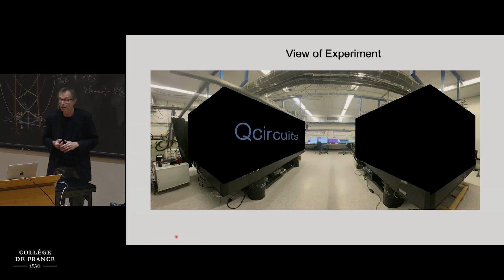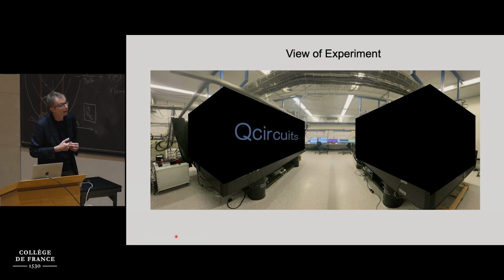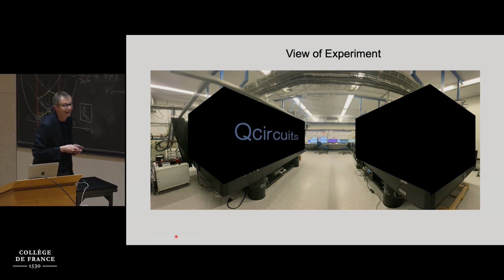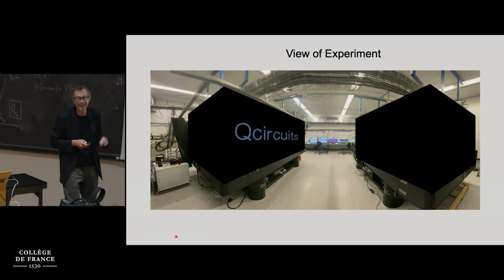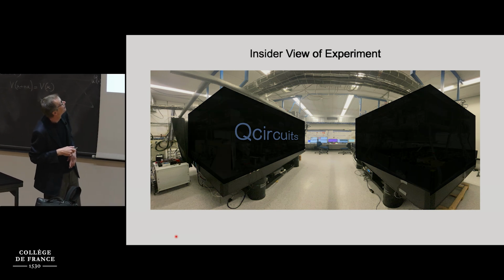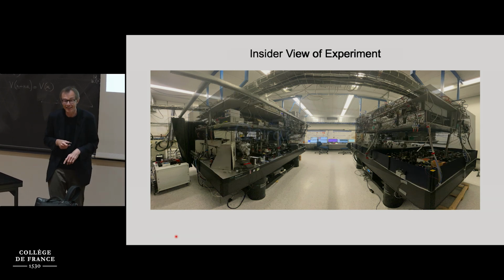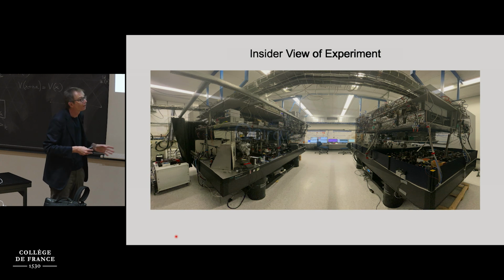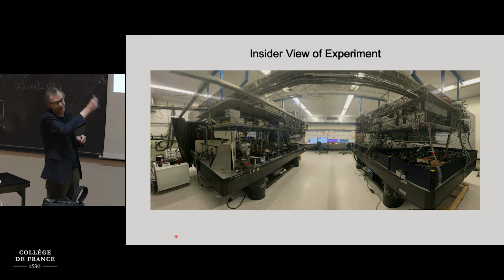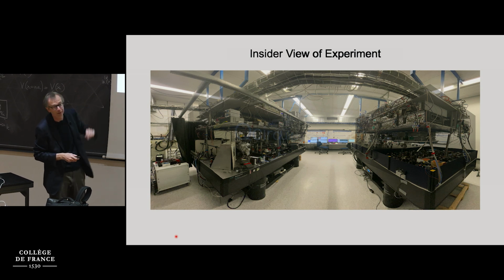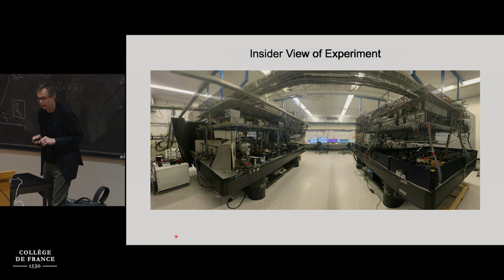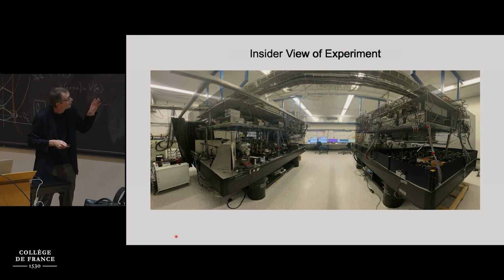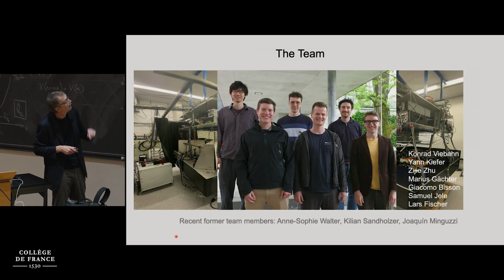And that's the view on the experiment. You see, it looks definitely like a quantum computer, but I will, of course, also give you the insider view, what it really looks like. On the left-hand side, there is the vacuum system with its optics around. On the right-hand side, there are all the lasers, and the two tables are connected by optical fibers. And in the background, there's all the computer control to run this experiment. And most importantly is the team.